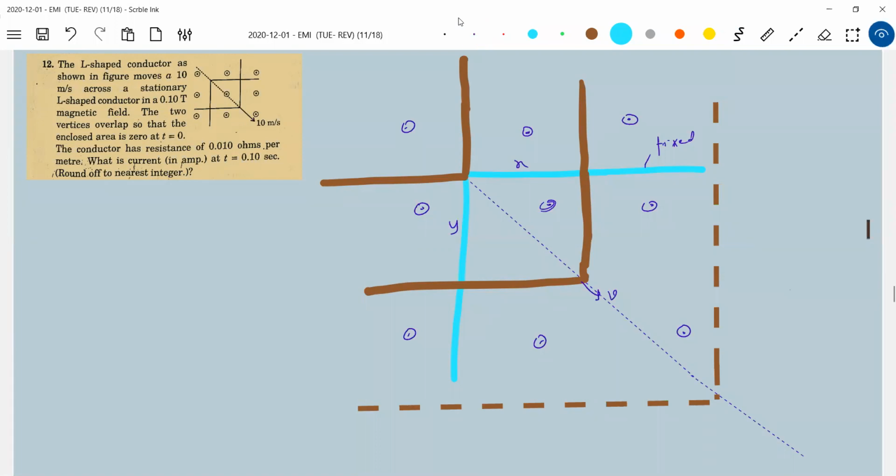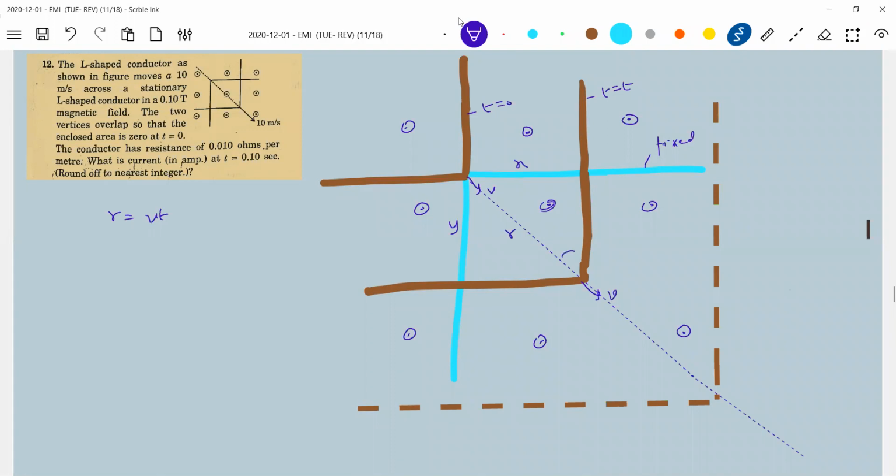There I moved a rod. Here I took an L-shaped conductor. So this is the movable one. This is t equal to 0. Very fast imagination you have to do. So this will be R. What is R? R equal to Vt.